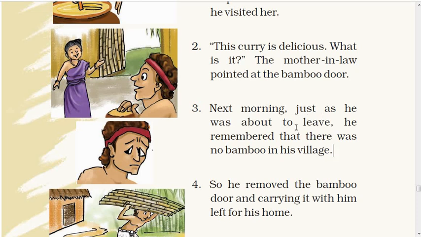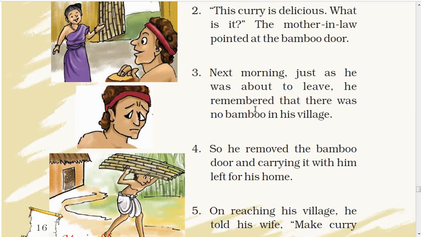So next morning, just as he was about to leave, he remembered that there was no bamboo in his village. But to make this particular dish, he did not have bamboo in his village. So he basically had one thing in his mind, that this particular dish and this particular curry was made from bamboo. He did not get the wrong information, he actually misunderstood the information being given by his mother-in-law, right? So what did he do in order to make the dish at his own home?